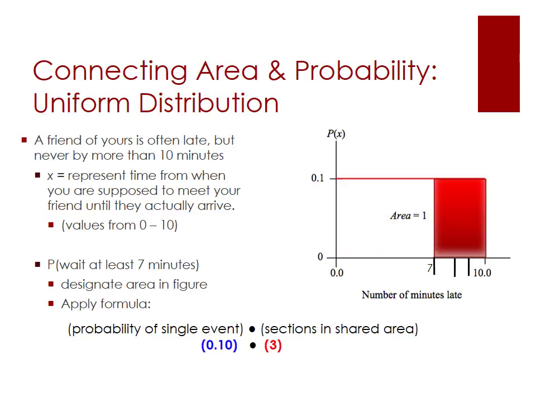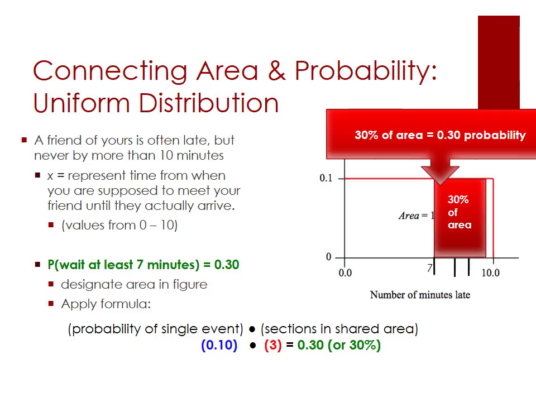So we're going to take that, and we're going to multiply it by the number of sections in the shaded area, which in this case is 3. And we get 0.30, or 30%. So the probability that you're going to have to wait at least 7 minutes for your friend to arrive is 30%. Notice here that 30% of the area is covered in the red, representing the probability of your friend being 7 minutes late or more. And notice that 30% of that area corresponds with a 0.30 probability.